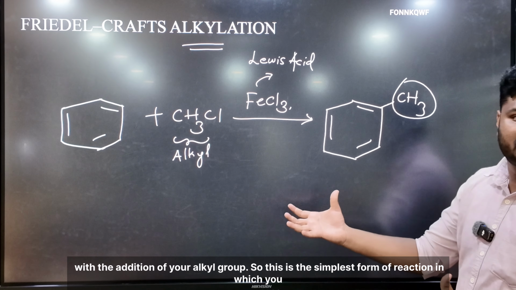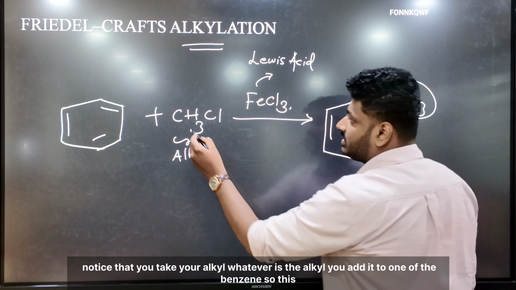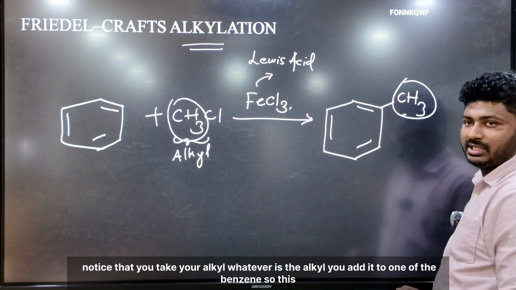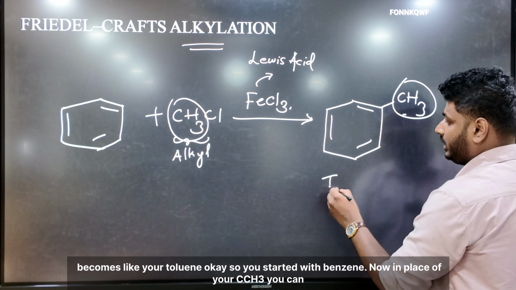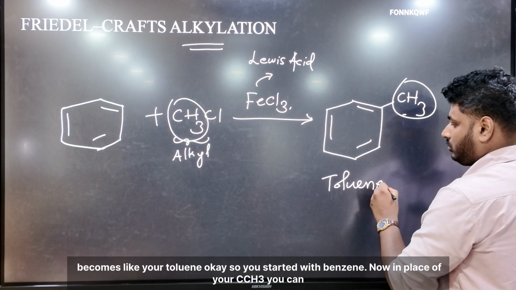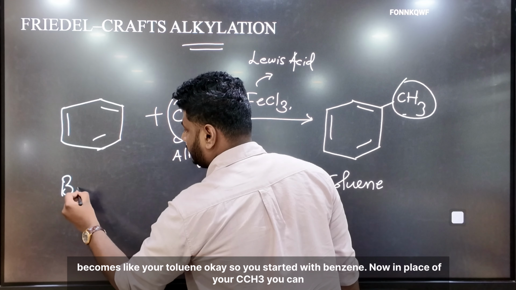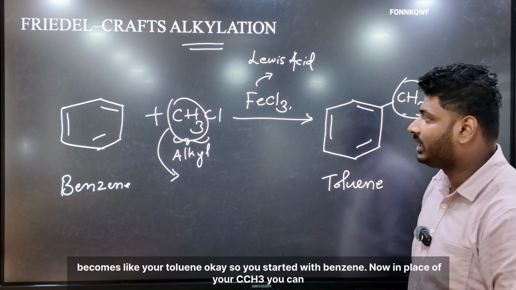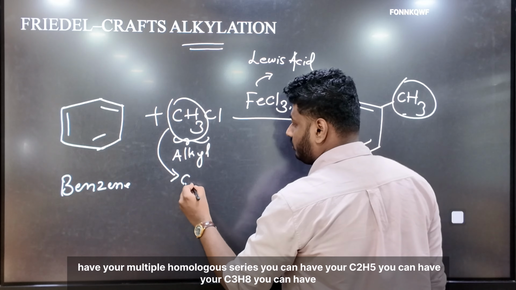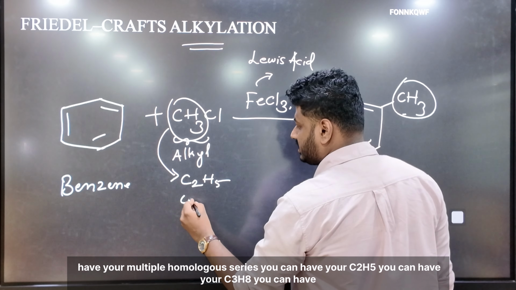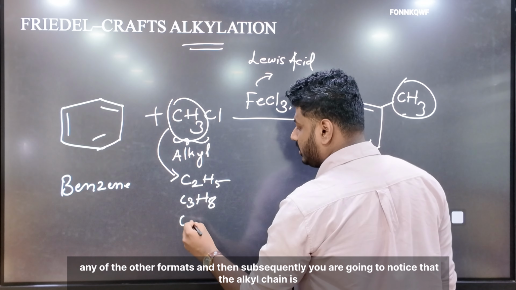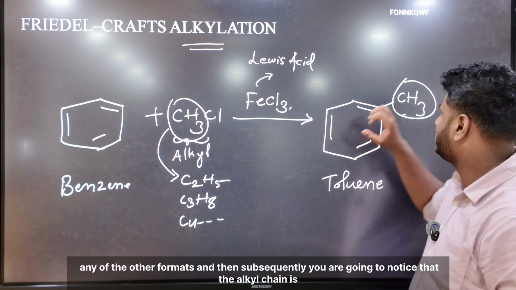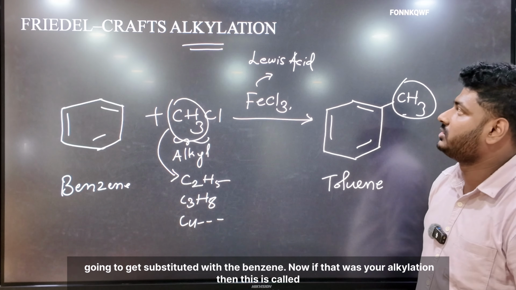So this is the simplest form of reaction, in which you take your alkyl, whatever the alkyl is, and add it to the benzene. So this becomes like toluene. So you started with benzene. Now in place of CH3, you can have multiple homologous series. You can have C2H5, you can have C3H8, or any of the other formats, and subsequently the alkyl chain is going to get substituted onto the benzene.